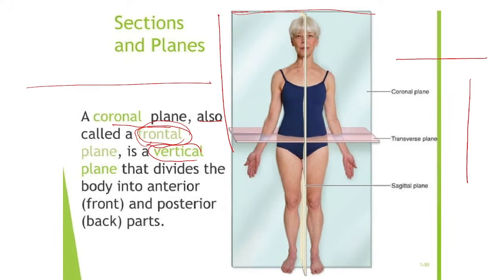So this is a vertical plane that divides the body into front and back sides, otherwise called anterior and posterior. When the coronal plane divides the body into two parts, it forms a front side equal half and a back side equal half. The front side is known as anterior, and the back side we call posterior.